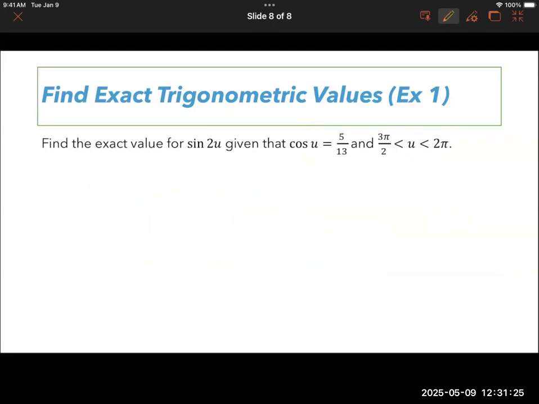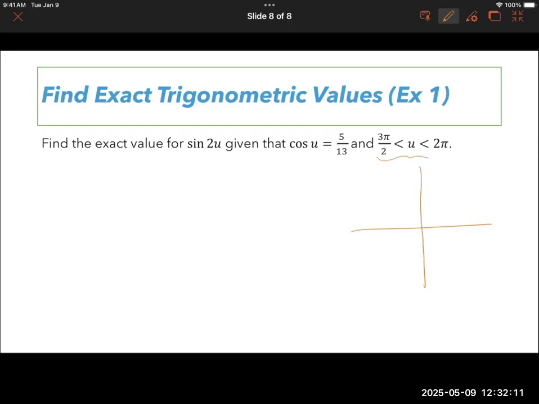Now, sometimes it's not a specific angle measure that you're being asked to find the trig ratio for, but you're going to get some information that's going to help you to still find the trig ratio, even if you don't know the angle itself. And again, you're going to need to use identities to find this. So here's an example where it's asking you to find the exact value of the sine of 2u, given that the cosine of u is equal to 5/13, and you know that the angle u is between 3 pi over 2 and 2 pi. Now, in these cases, I like to start with a little sketch.